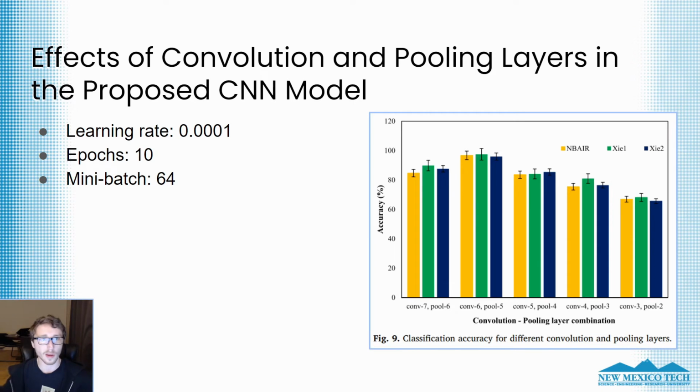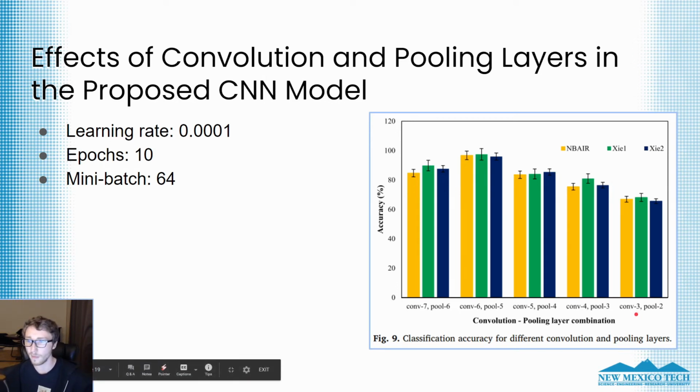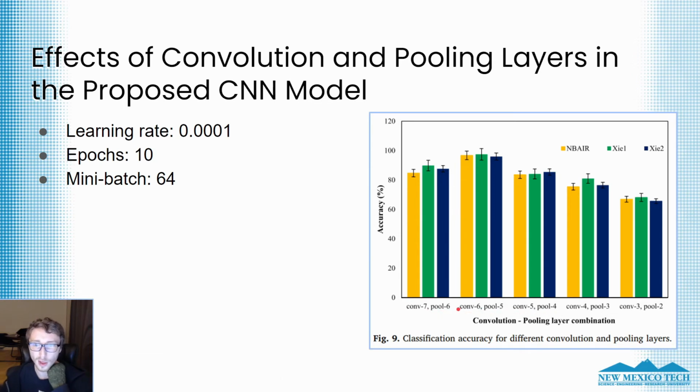The first thing they tested was the effects of convolution and pooling layer numbers in their proposed convolutional neural network model. They tested this with a learning rate of 0.0001, 10 epochs, and a mini batch size of 64. They increased the convolutional layer number and the pooling layer number from 3 and 2 up to 4 and 3, 5 and 4, 6 and 5, and 7 and 6.